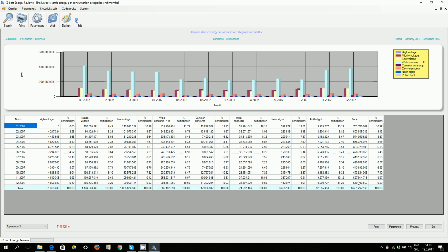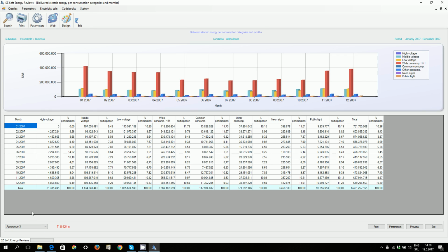You can of course change the appearance of the graphic, and we can see that the function was opened in less than 1 second.